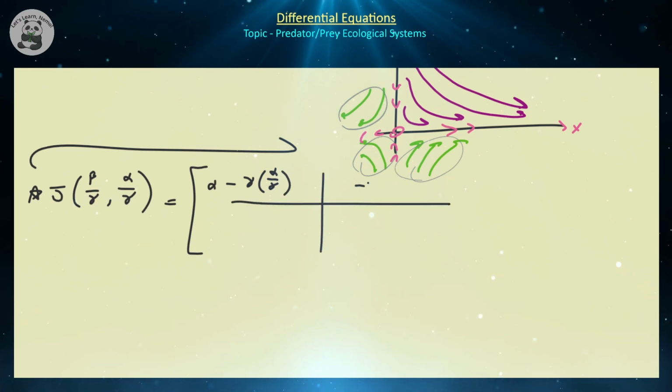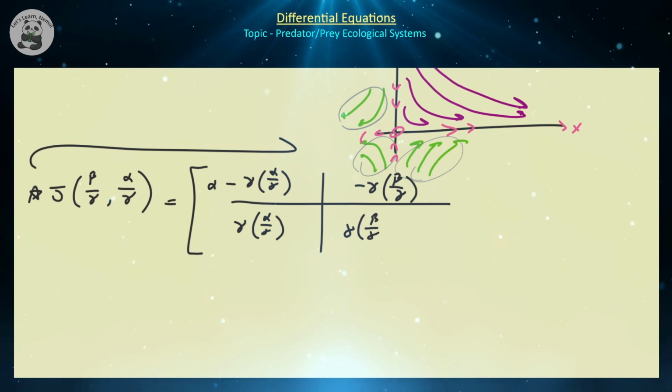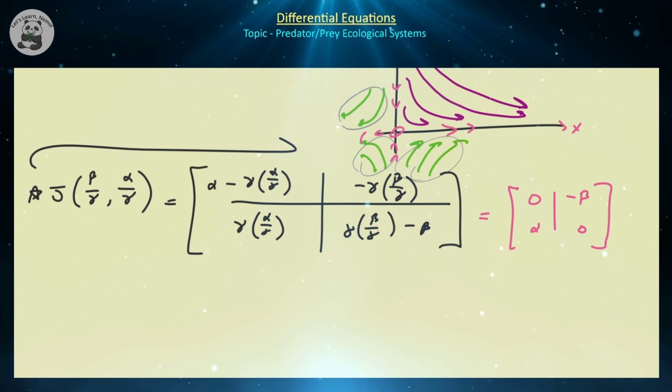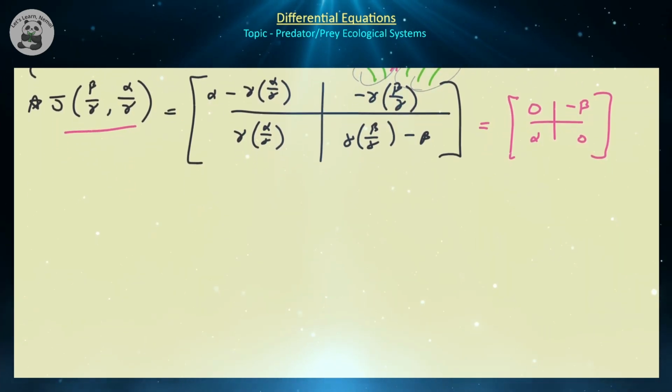Then we're going to have minus gamma times beta over gamma. Then we're going to have gamma times alpha over gamma. And then over here we're going to have gamma beta over gamma minus beta. A lot of things actually reduce quite nicely here, and we're just going to be left with 0, minus beta alpha, and 0. So that's the Jacobian around our non-extinguishable critical point.